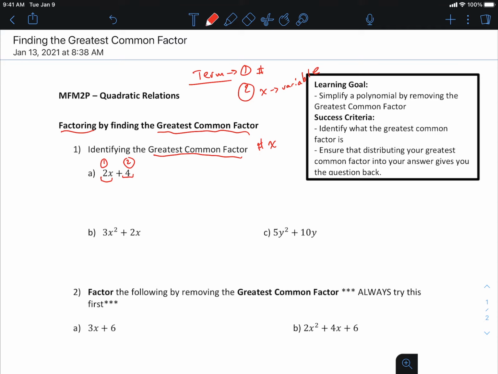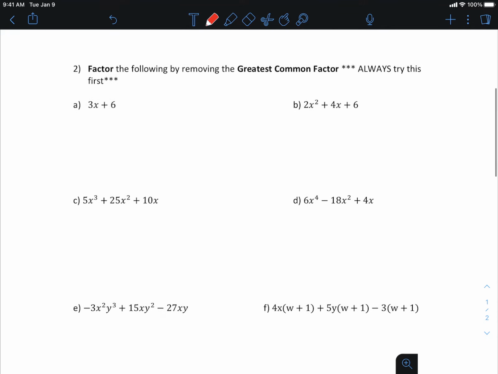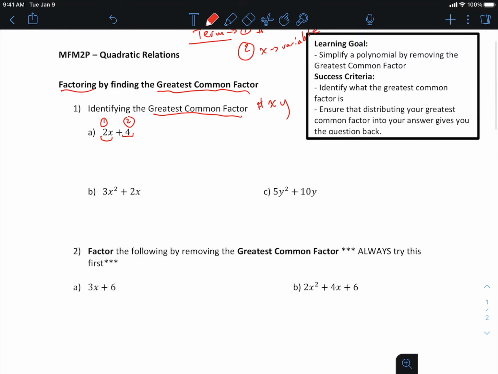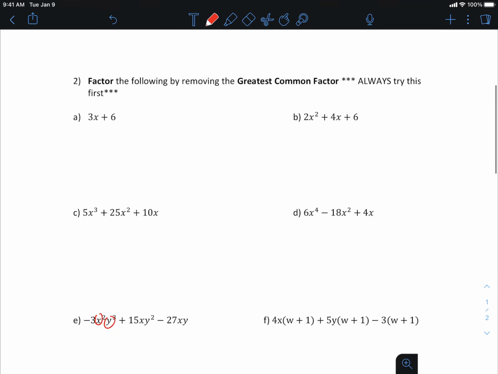And sometimes over the course of this lesson, we might even have two variables mixed in there, x and y. This is still one term. It just has three things in it: a number, an x, and a y. They're all three separate things. We're just going to look at what's common, like how many 3's or how many x's or y's can I take out of all of them. That's all we're doing: finding the biggest thing that we can take out of all three terms in this question.